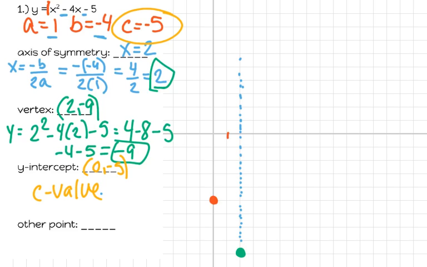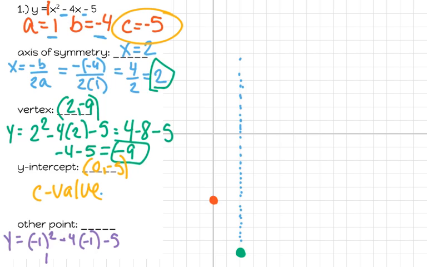You could choose, if you wanted to, positive 1. We're not going to choose 0 because that would give us just the y-intercept again. You could choose negative 1 if you want. Let's go ahead and choose negative 1 for now and plug that into the given quadratic. So I have y equals (negative 1) squared. Remember, use parentheses if you're plugging in a negative value. Minus 4 times negative 1 minus 5.